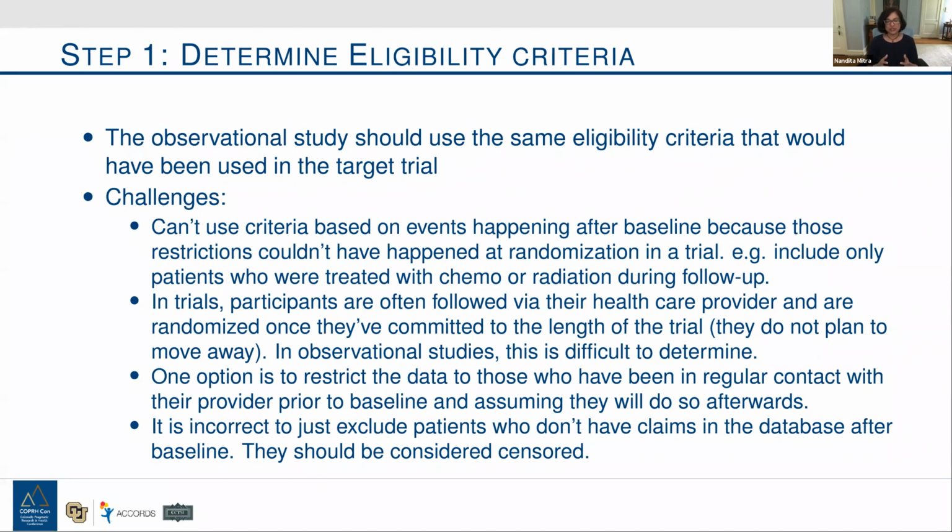One option potentially, if you have really good observational data or maybe EHR data, is to restrict the data to those who have been in regular contact with their provider prior to baseline, and then assume that they would do so afterwards. Just like in a trial where you're assuming that the participants are going to continue in the trial for the full length of the trial, somehow being able to determine patients who would have complete follow-up. If they don't, though, in the database, they should be considered censored and not just dropped from the study.